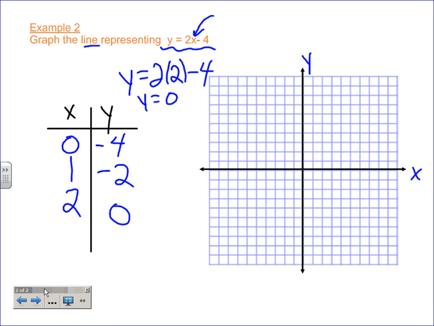So 0, -4, so should I go right or left at all? No. And then you go down 4 according to this. And then 1, -2. And then 2, 0. There it is. Are those the only 3 answers to that question? Those are not the only three ways to make that equation true. There are a lot of combinations that make that true. In fact, they're right there. Okay. Notice I have an arrow on both ends because it does go on indefinitely.